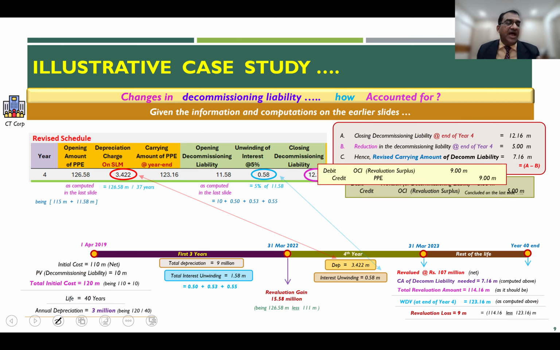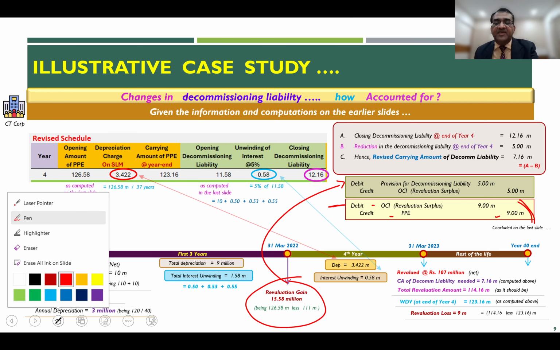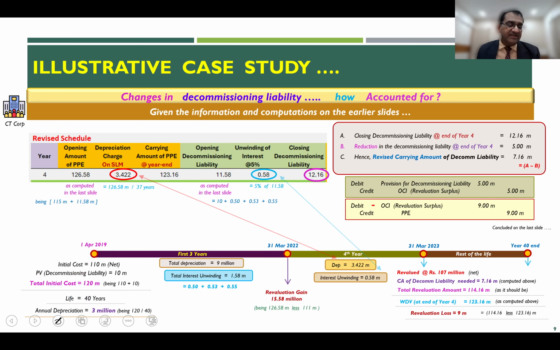Let's see. For this 9 million, you will record the reduction in the PP&E, of course, to the extent of 9 million. The question is where the debit will go. In this case, because you already have a revaluation gain of 15.58 plus this revaluation gain of 5, total 20.58, and the loss is only 9, which is lower than that, the entire debit will go to OCI revaluation surplus. That is what we have seen as the principle in the earlier video and the earlier slides as well.